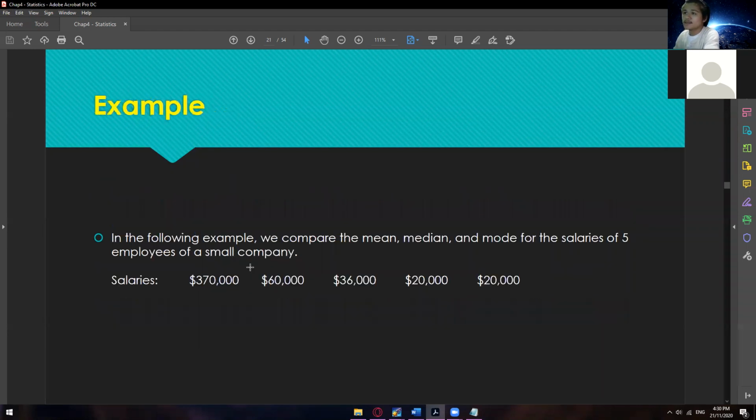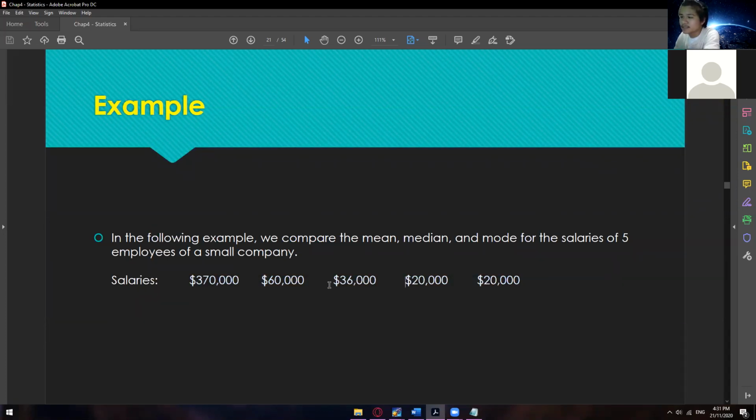Okay, so for us to see whether that one is true or not, let's have this example. In the bottom example, we compare the mean, median, and mode for the salaries of 5 employees of a small company. Wherein we're going to get the median, the mean, and then the mode.